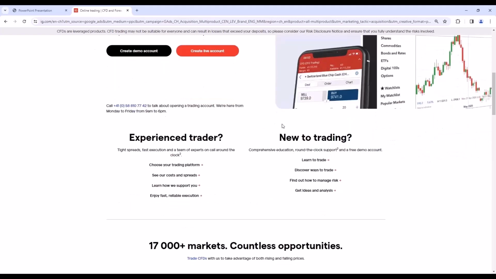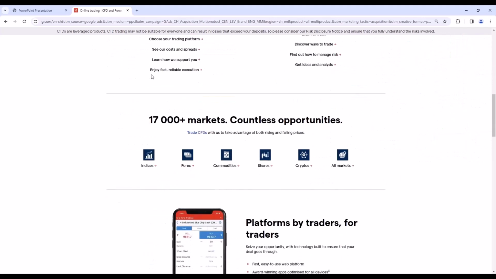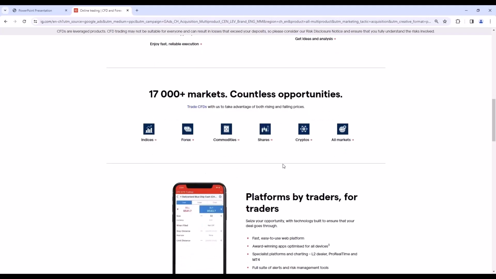What you can find with us is a variety of different markets. We offer up to 17,000 plus markets, so there are countless opportunities for trading, from index to Forex, commodities, shares, cryptos, and various other markets.